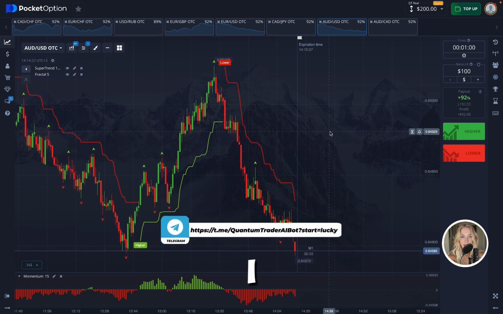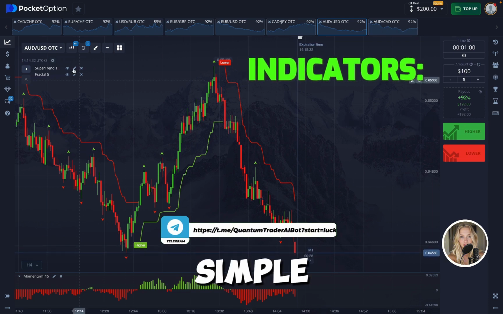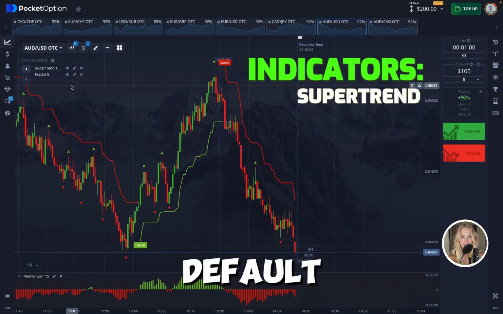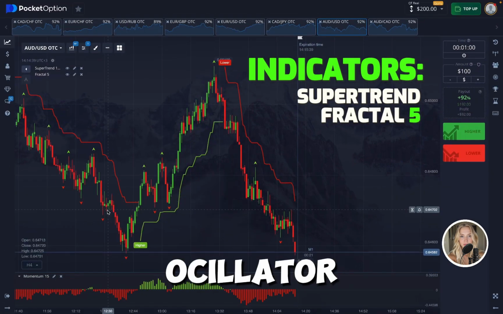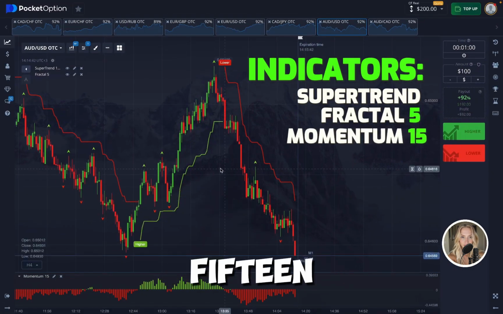So for today, I have selected the following set of indicators. It is quite simple. This is a super trend with default settings, a fractal with a period of 5 and a momentum oscillator with a period of 15.